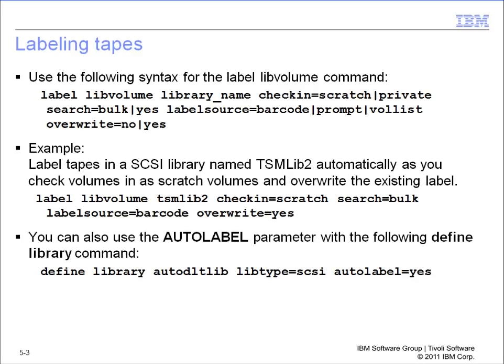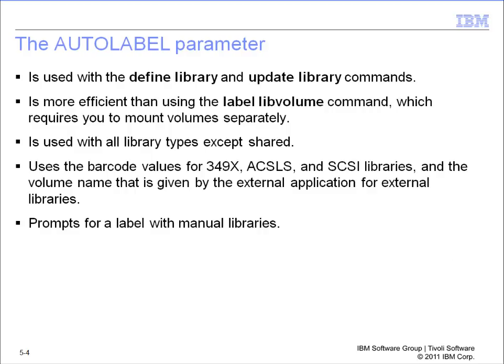In our command syntax here, define library, the library name, the type of library, and auto label equals yes. So you'd use this when you define or update a library, and it's available with all libraries except for shared libraries. What the auto label does is it's going to check in your volumes that have no label. So it will label and check in one step.